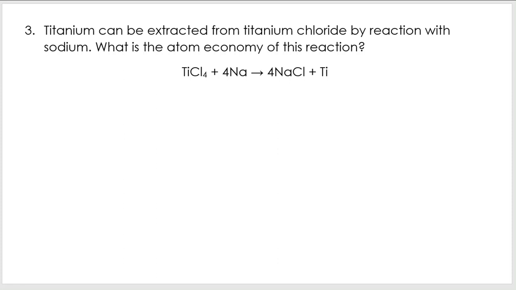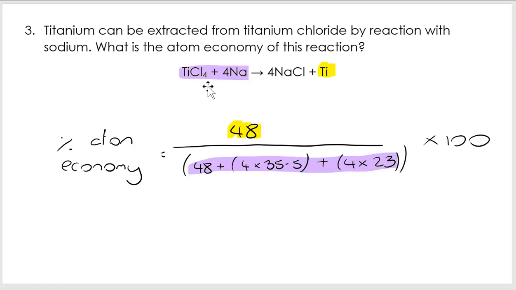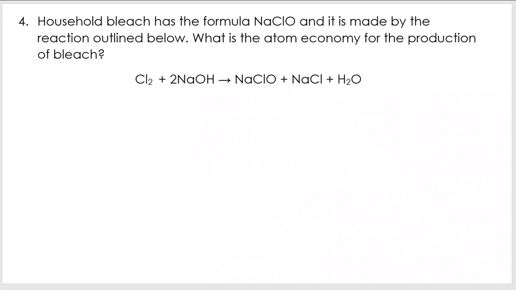Now, titanium has a mass number of 48, and when I add up all of these ones, you can see that's much, much higher. 48, I've got 4 chlorines at 35.5 each, I've got 4 sodiums at 23 each. When I do that calculation, it comes to just 17.05%. Now, industrially, that is not good. It means that there is a huge amount of waste there. But NaCl could be sold on to make some extra profit. So one way round a poor atom economy is to find uses for the waste products. On to the next one.